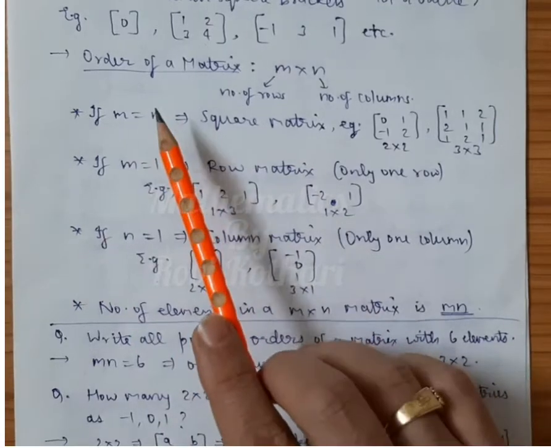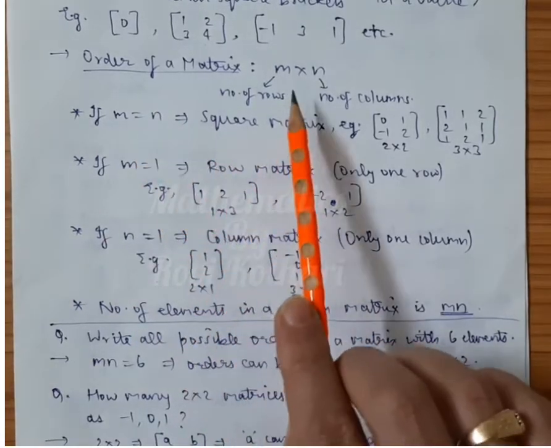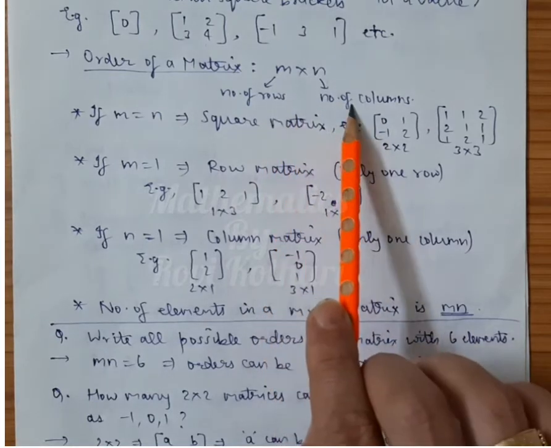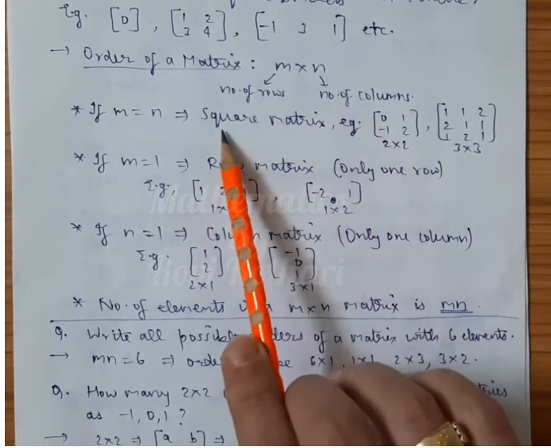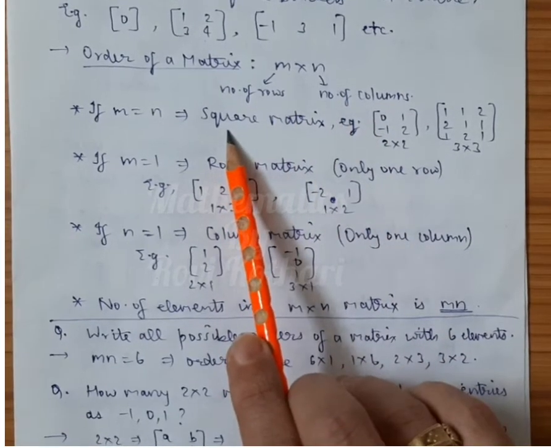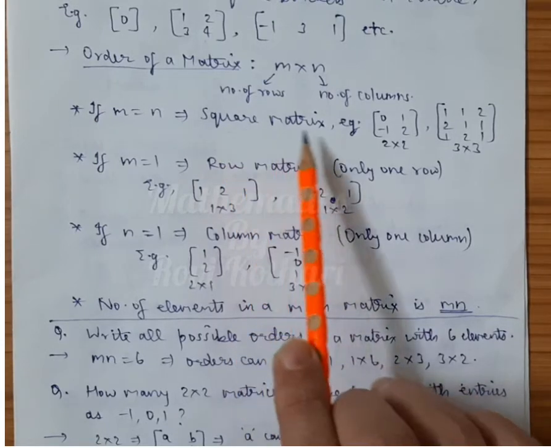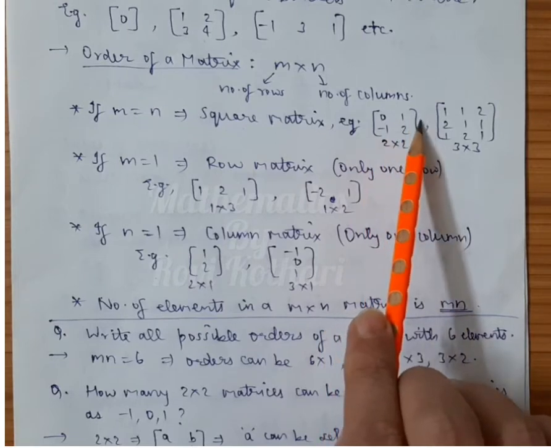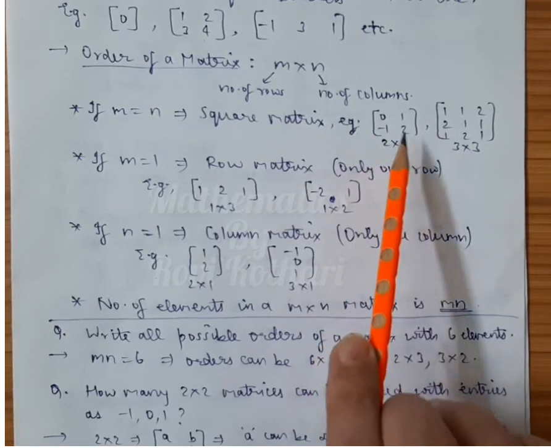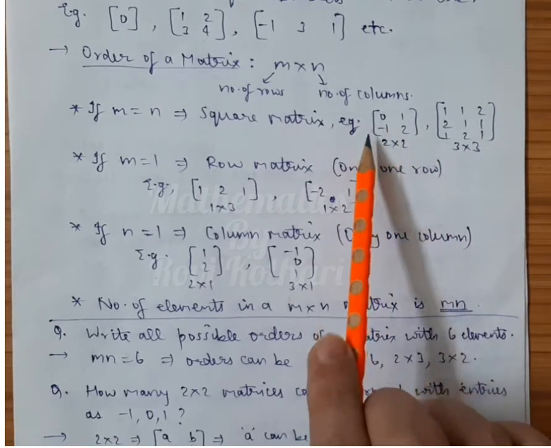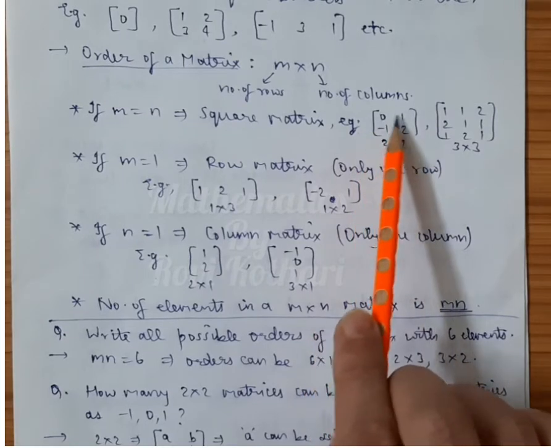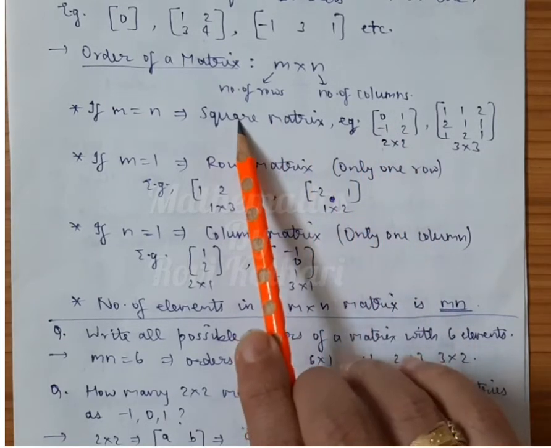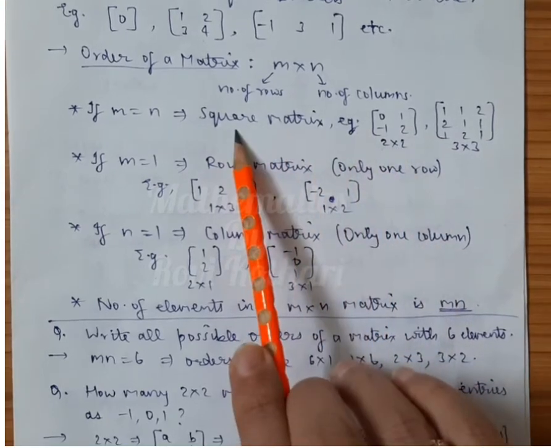First, if m is equal to n for some matrix, that means the number of rows is equal to the number of columns, then we call that matrix a square matrix. For example, I've written a square matrix here. Look at this matrix: 0, 1, -1, 2. How many rows does it have? 2 rows. How many columns? 2 columns. So it is a 2 by 2 square matrix.